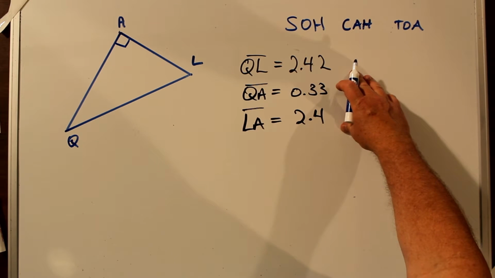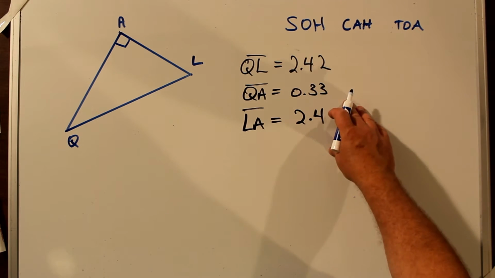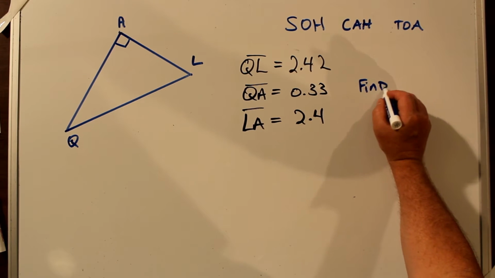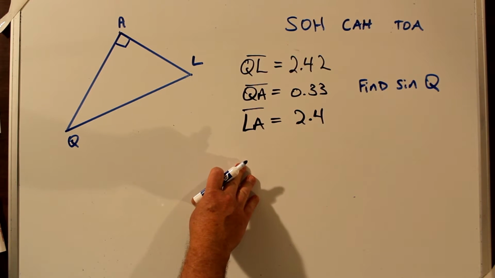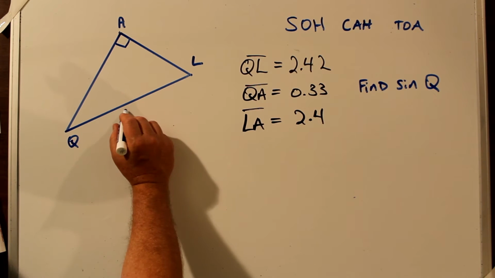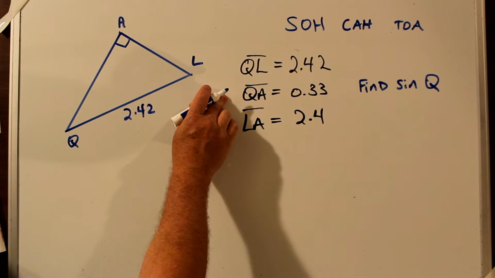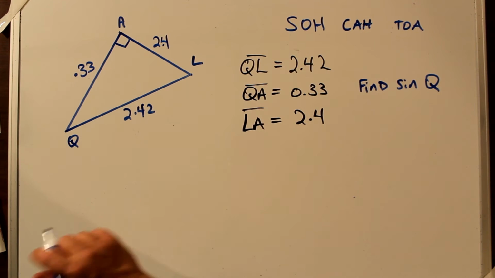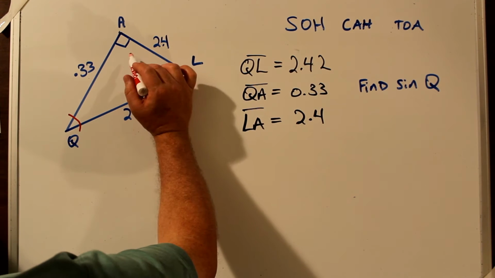Given the lengths of the three sides of the right triangle, 2.42, 0.33, and 2.4, find sine of angle Q. Let's write in the information we know. Length of QL is 2.42, length of QA is 0.33, and length LA is 2.4. And we're looking for the sine of angle Q.